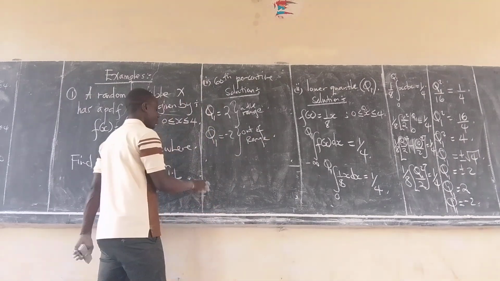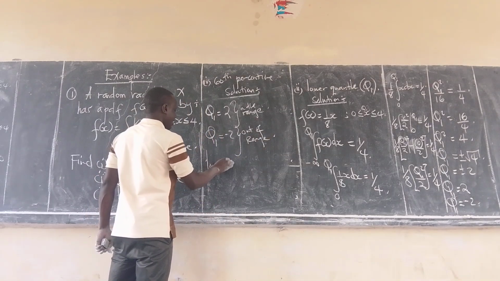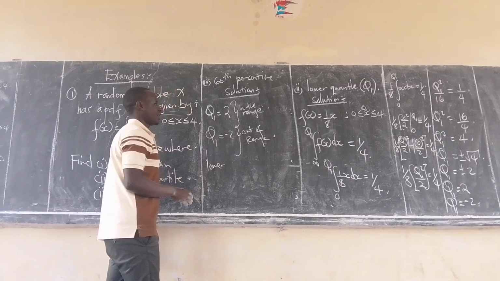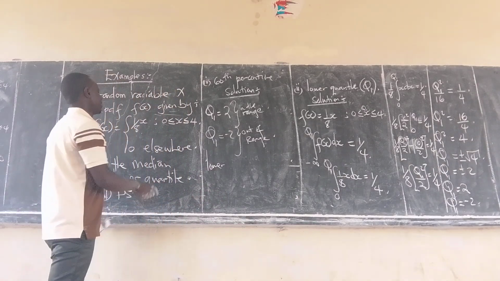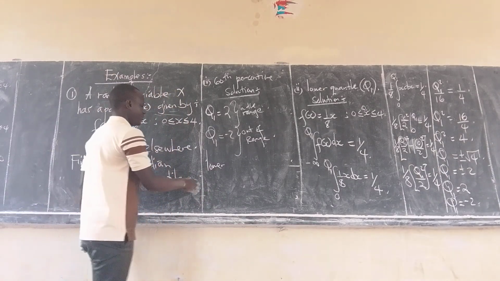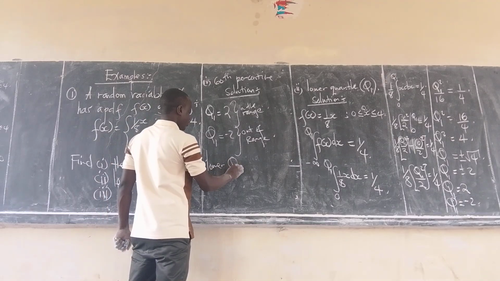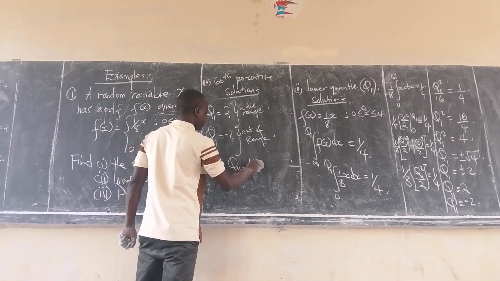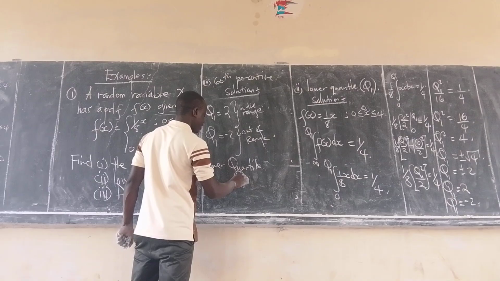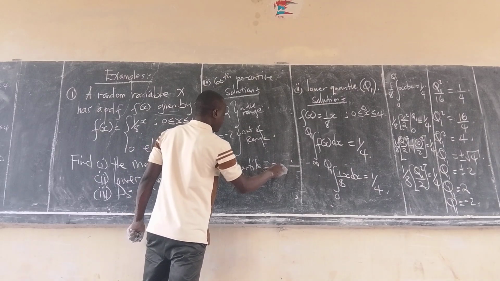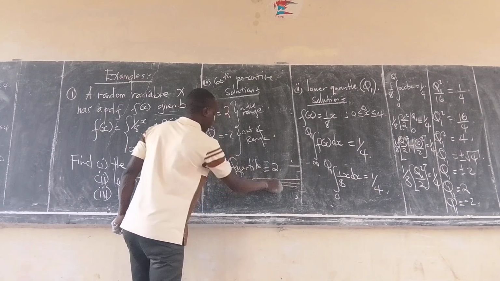Now we must conclude with the lower quartile as that value which lies in the range from 0 up to 4. So our lower quartile for the given PDF, our lower quartile Q1, is going to be 2.